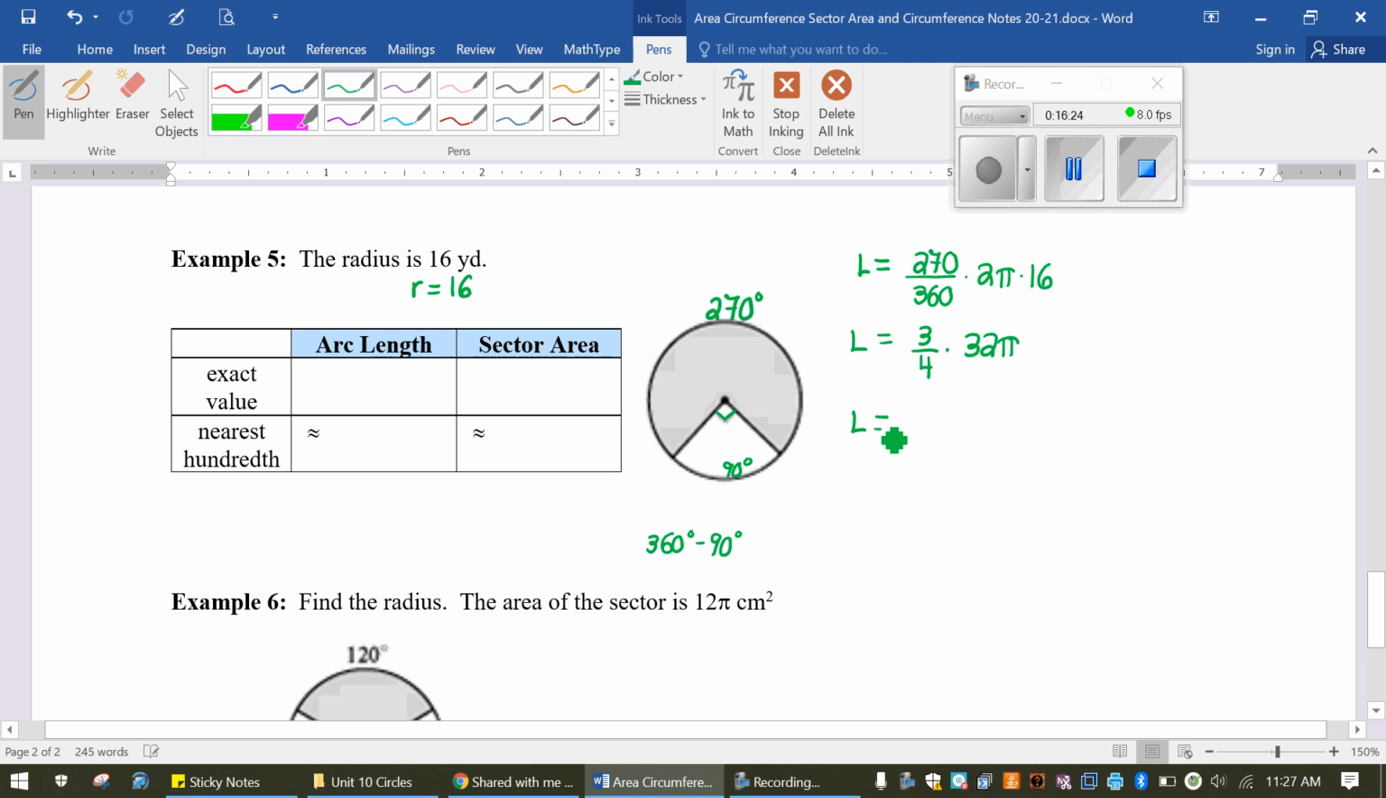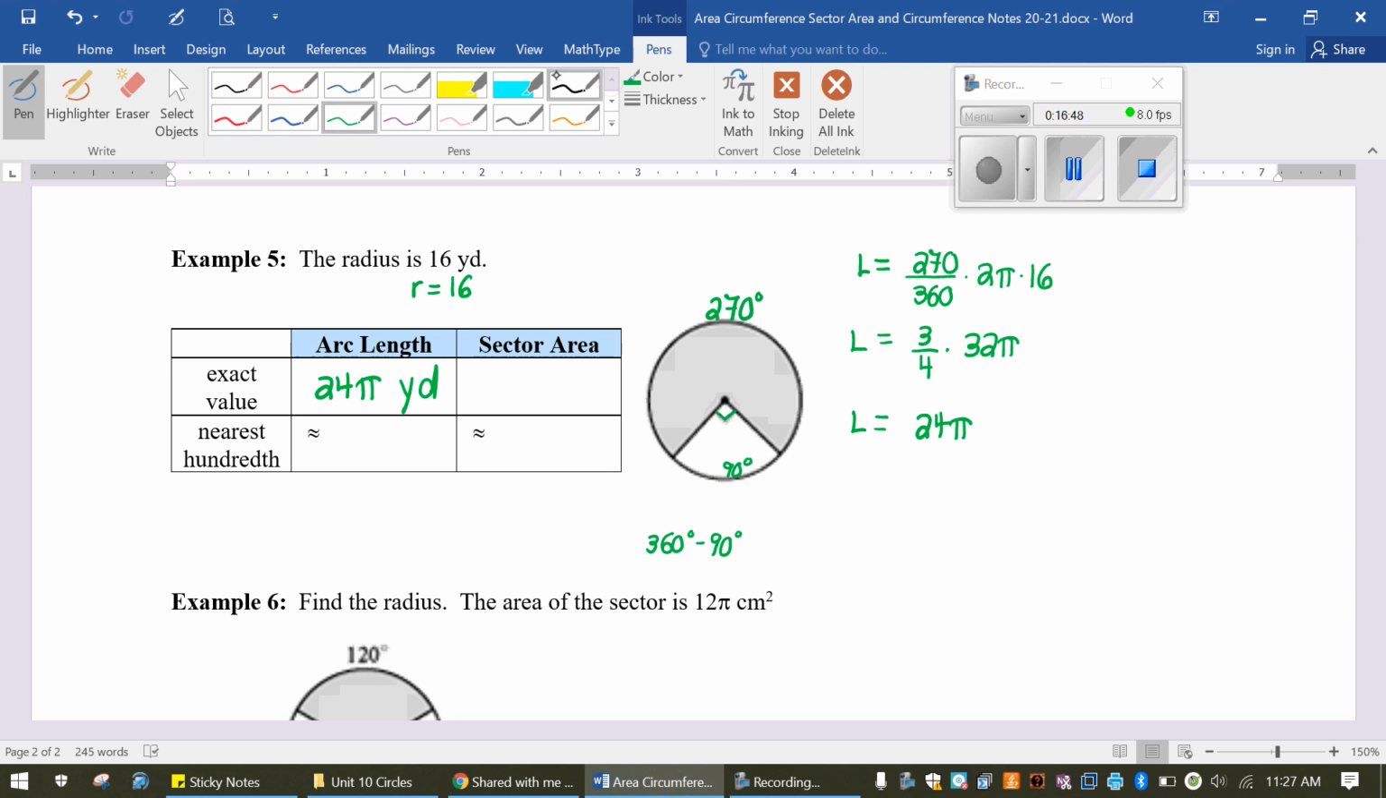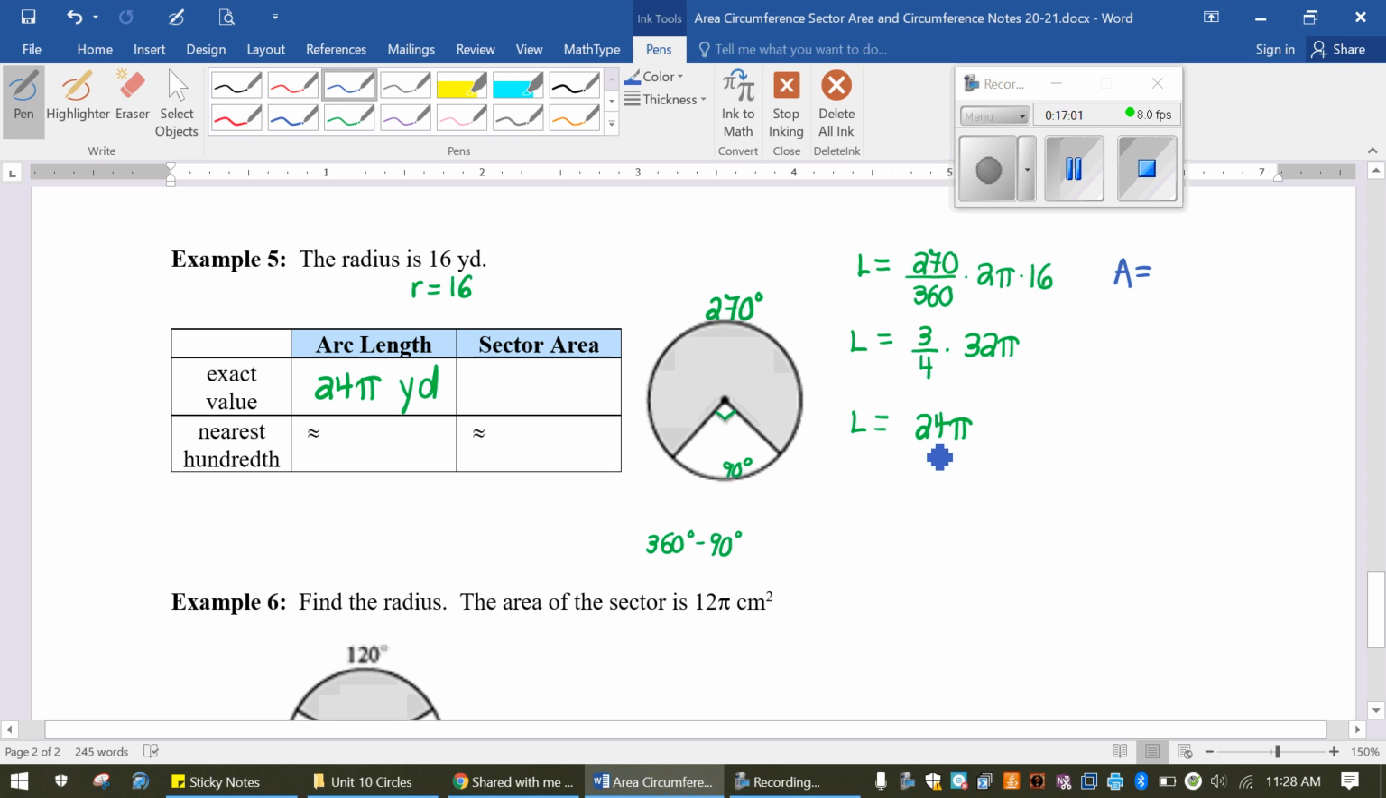Now, there are a couple of different ways that you can do this. You can do 3/4 in parentheses and then multiply by 32, or you can do 3 times 32 and divide by 4. No matter which way you choose, you should end up with an answer of 24 pi. So the arc length here is 24 pi, and then my units are yards. I hope that you're actually checking these in your calculator, because that's how you'll be doing your homework. You won't have my answers here to check. So make sure that you're entering this into your calculator and trying to get the same answer as I have.